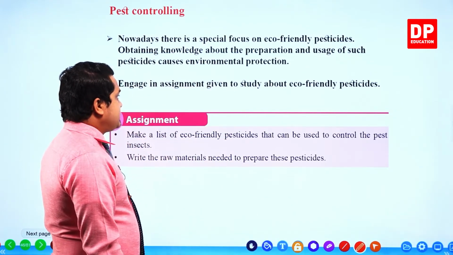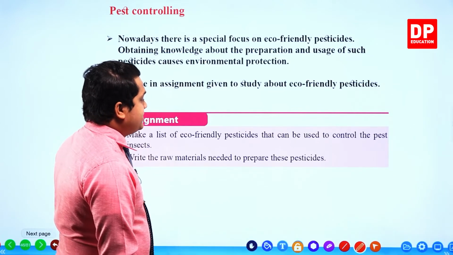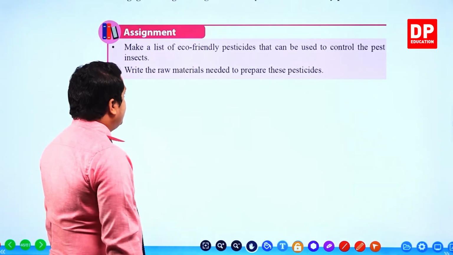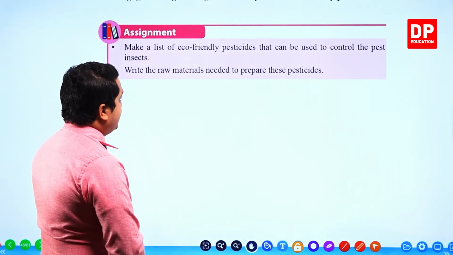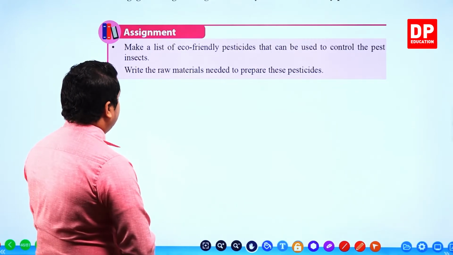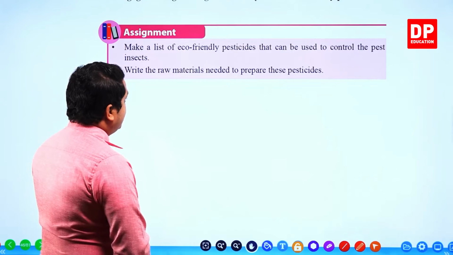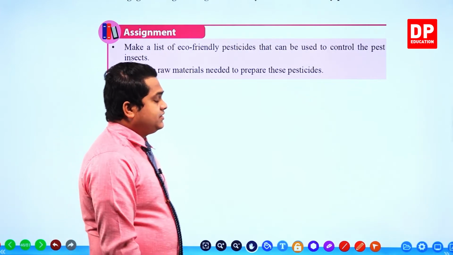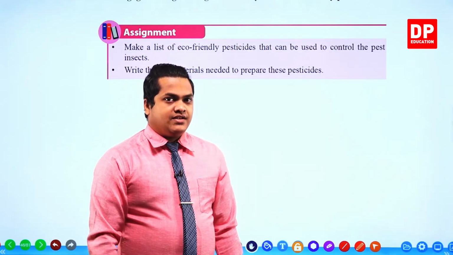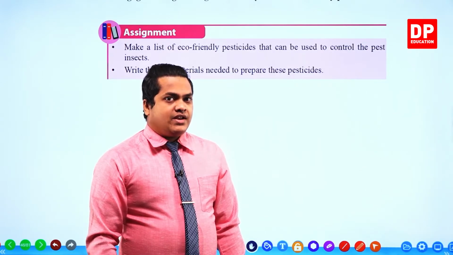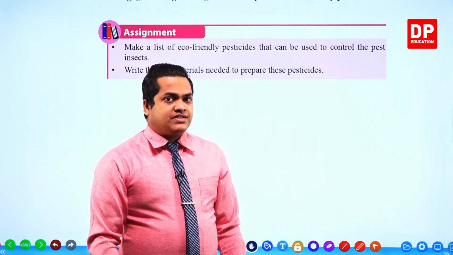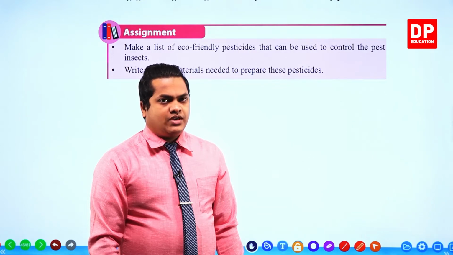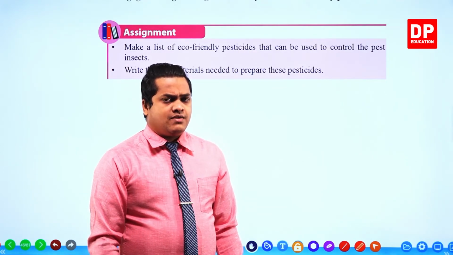So engage in the assignment given to study eco-friendly pesticides, somewhat similar to the earlier assignment. Here it is given: make a list of eco-friendly pesticides that can be used to control pest insects, and write the raw materials needed to prepare these pesticides. Once again, my dear children, like in the earlier case, we need to write down the eco-friendly pesticide and the ingredients used to create them. I'll write down 3 of these examples.